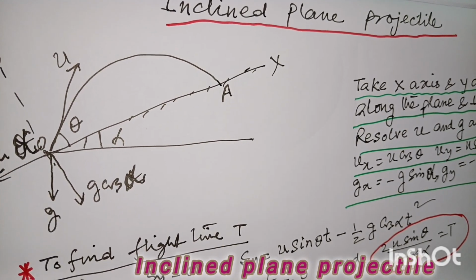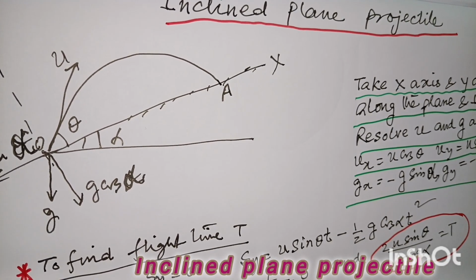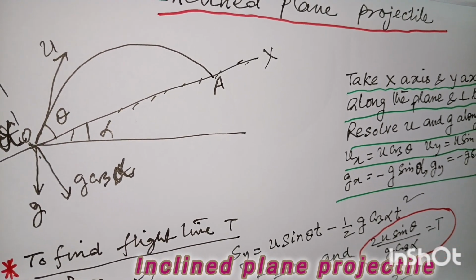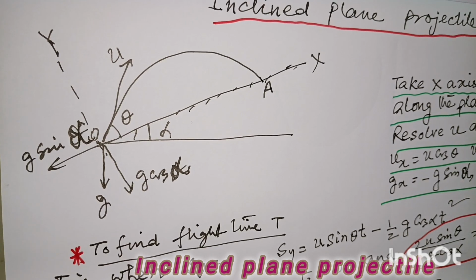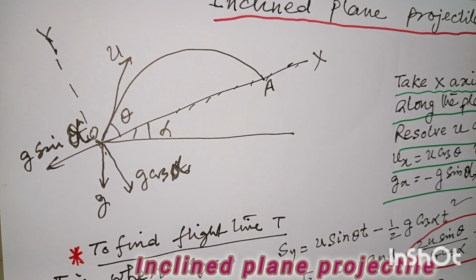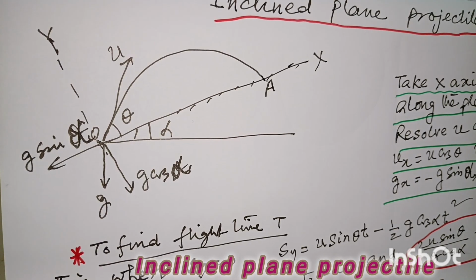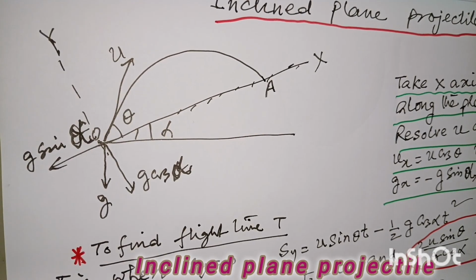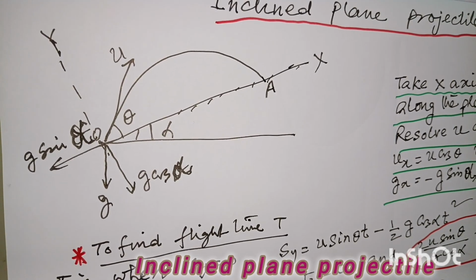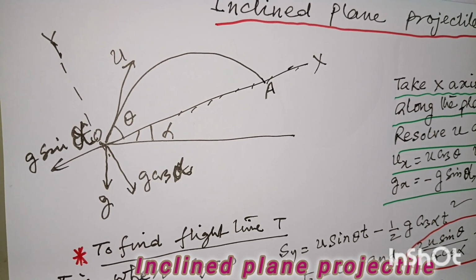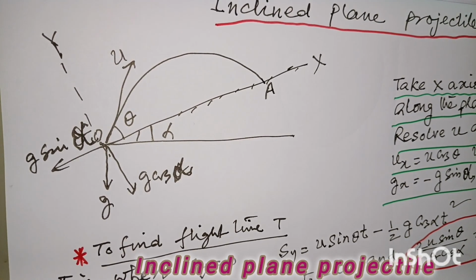So if we have to find out the time of flight and also the range, then what we will do? We will at first fix up a set of axes OX and OY. OX will be along OA and OY will be perpendicular to that. Then u will break along this x-axis and y-axis. So x component of u will be u cos theta, y component of u will be u sin theta.